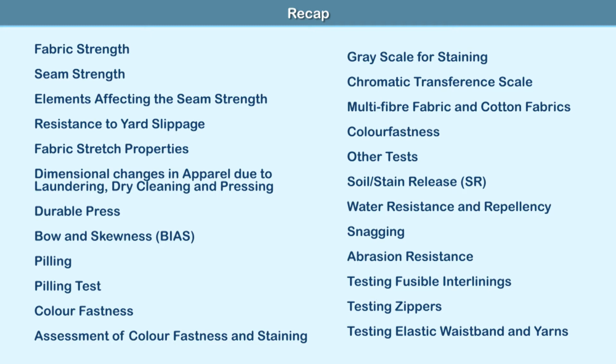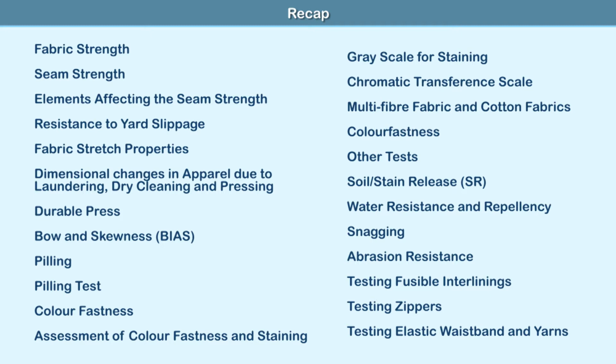We talked about fabric stretch properties, that stretch is required in all apparel products and required more in sportswear and swimwear. We talked about dimensional changes in apparel due to laundering, dry cleaning and pressing. We talked about shrinkage due to fiber, yarn and fabric shrinkage. And we talked about how to test the shrinkage.